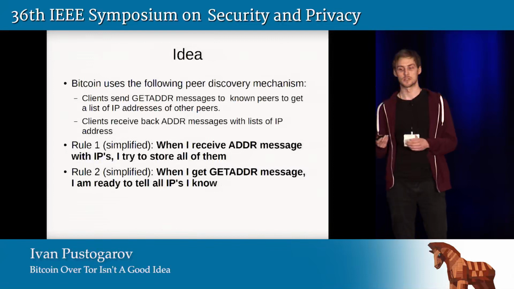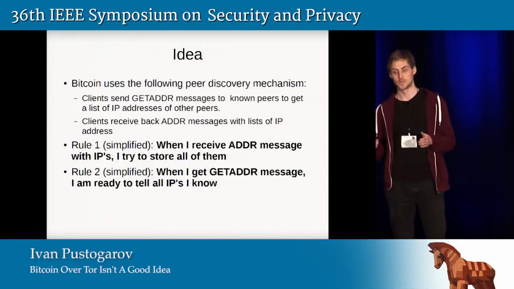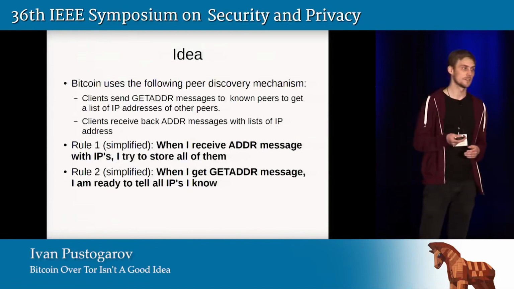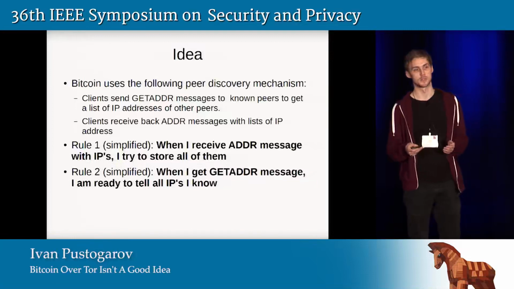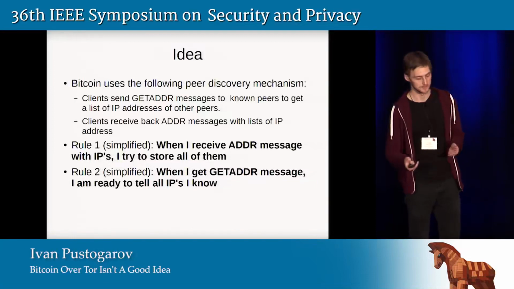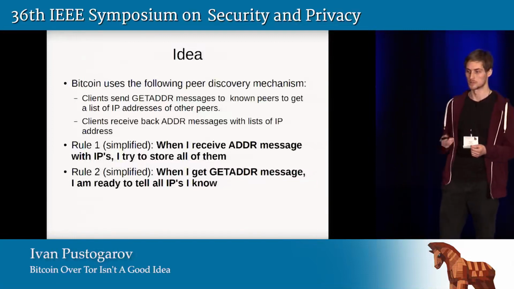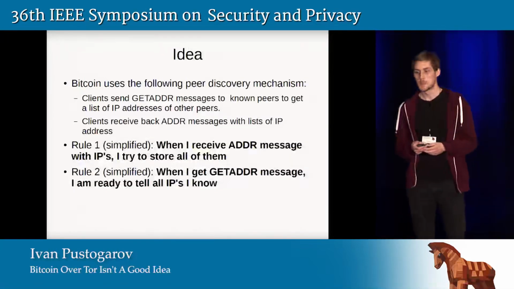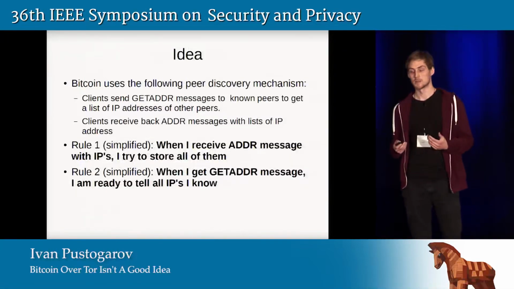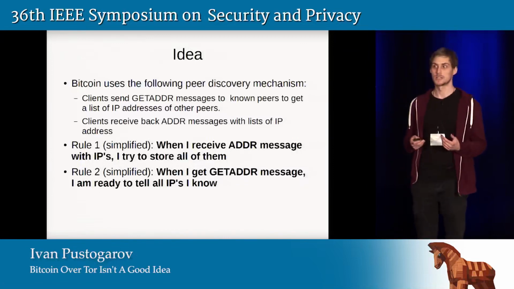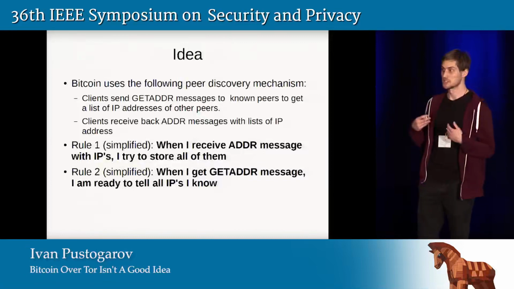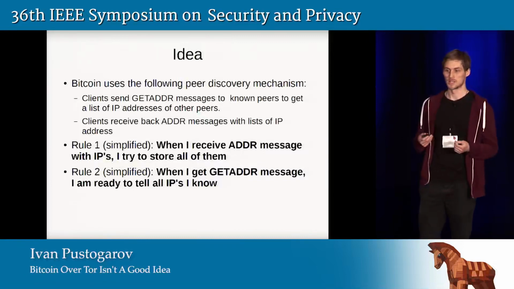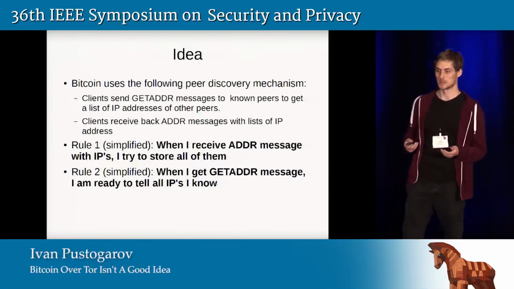Rule 1: I can send you an address message to find out what IP addresses of other peers you know. And if I send sufficiently many messages, you will tell me everything, all the IP addresses you know, which are stored in your database. And rule 2: when I get a request to tell what IP addresses I know to another Bitcoin peer, I'm ready to tell everything I know.